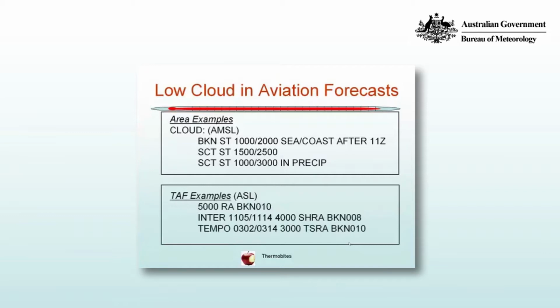And then finally the forecast also contains scattered stratus 1 to 3,000 feet in precipitation, and so that will be stratus cloud formed by the wet bulb process.